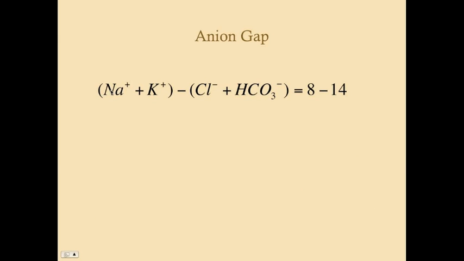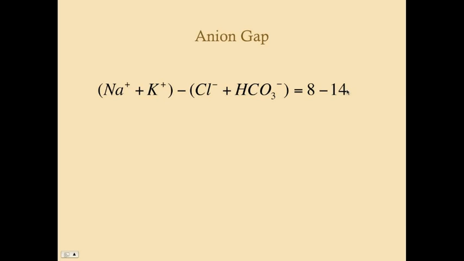I think in the previous slide I left out bicarb. That's also important. So you have to have your sodium plus your potassium minus your chlorine plus your bicarb. So these are quantities. So the quantity of your cations minus the quantity of your anions. And normal anion gap is anywhere from 8 to 14. If the gap is greater than 14 and you have a metabolic acidosis, then you have an anion gap metabolic acidosis.